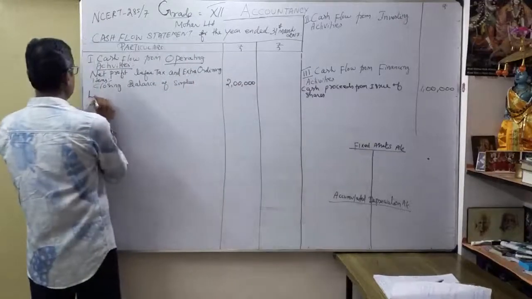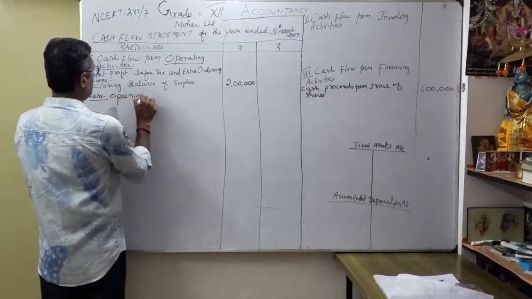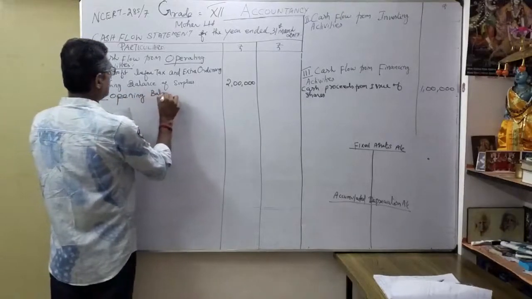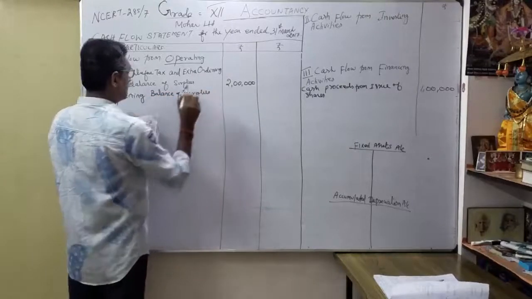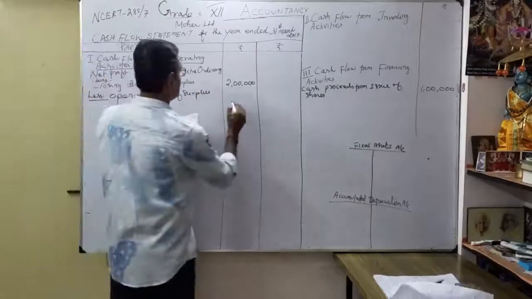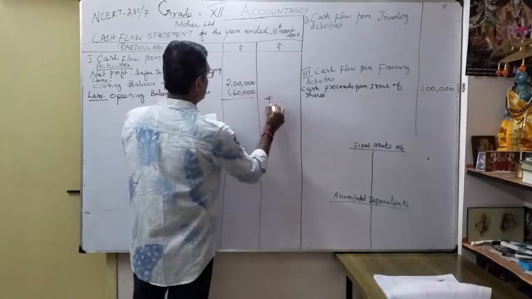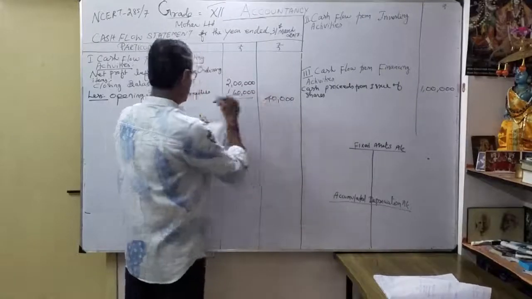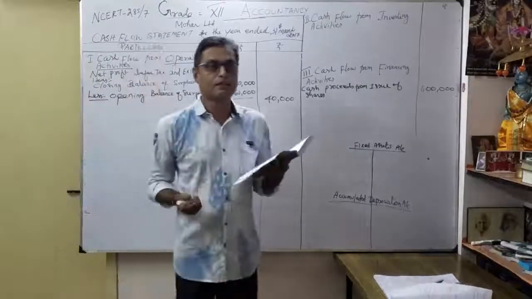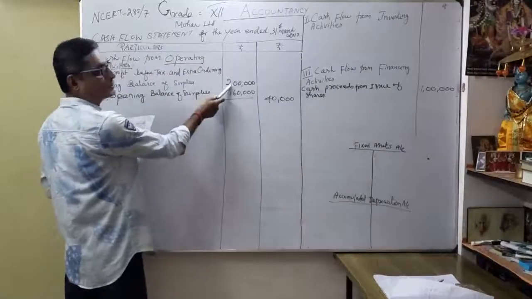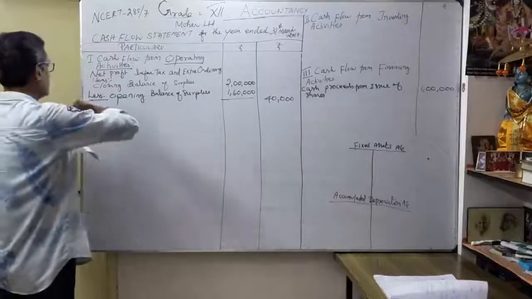Then the opening balance of surplus, 1,16,000. We write it in the outer column. This is the profit right now available. Under reserves and surplus, whatever our closing surplus is, we deduct our opening surplus.